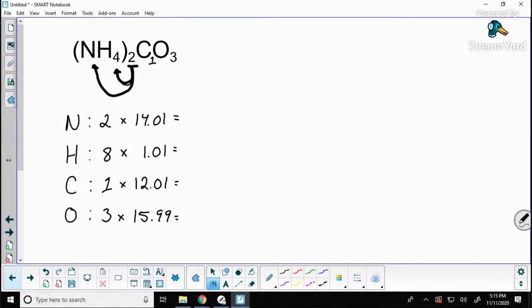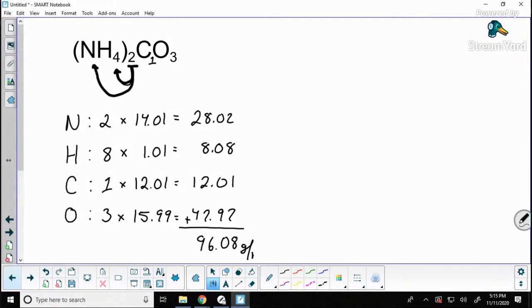Multiply these all together. So 2 times 14.01 gives you 28.02. 8.08, 12.01, and then 3 times 15.99 gives you 47.97. Then add those products. So 28.02 plus 8.08 plus 12.01 plus 47.97. We find a molar mass of 96.08 grams per mole for ammonium carbonate.